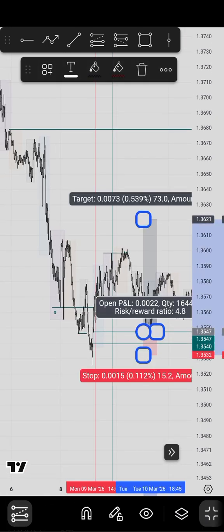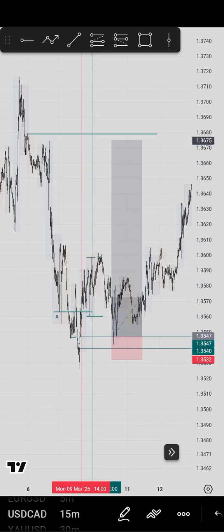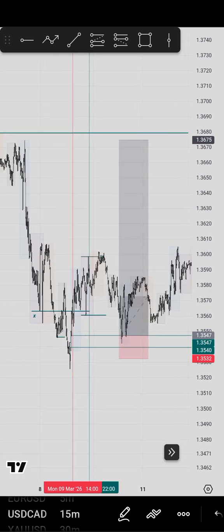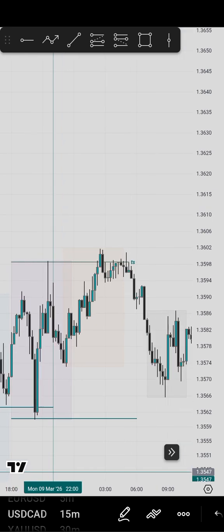I targeted this area. That was where I targeted. You get it now? So that was why I just left that one, waiting for the next day too. A lot of things are happening. So I took it. So this is the sell I was talking about. Now, how did I take this sell?